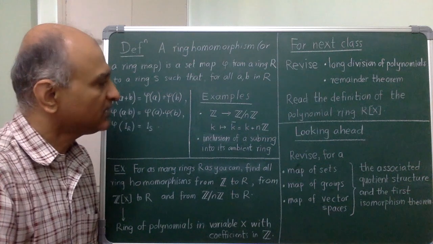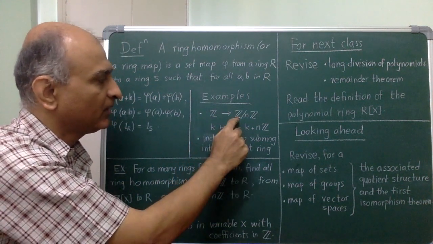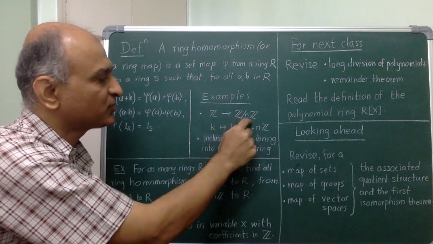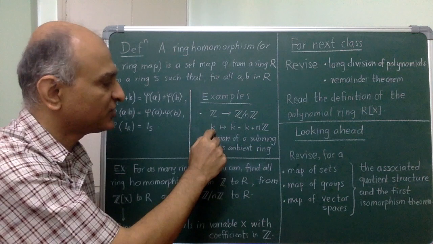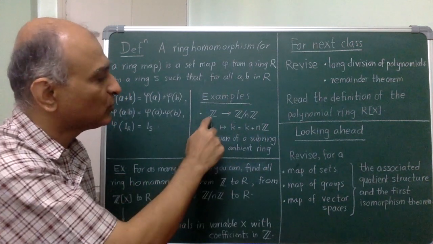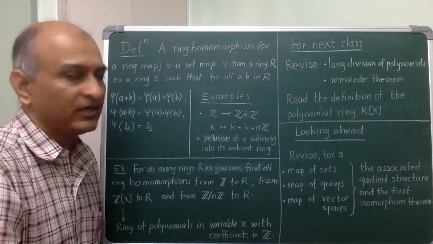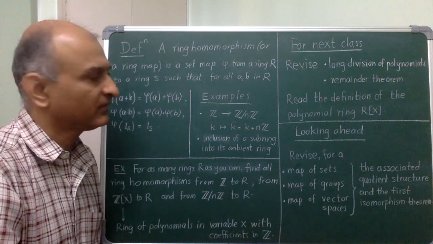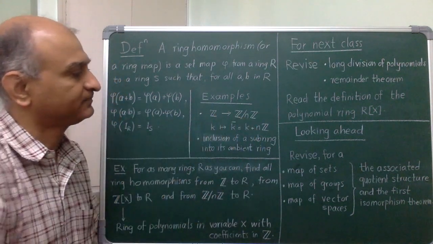The first one is a map from Z to the integers modulo n, and this is just the quotient map taking any integer to the coset containing it. So you already know that this is a group homomorphism, but in fact it also preserves multiplication just by how we define multiplication in the target.